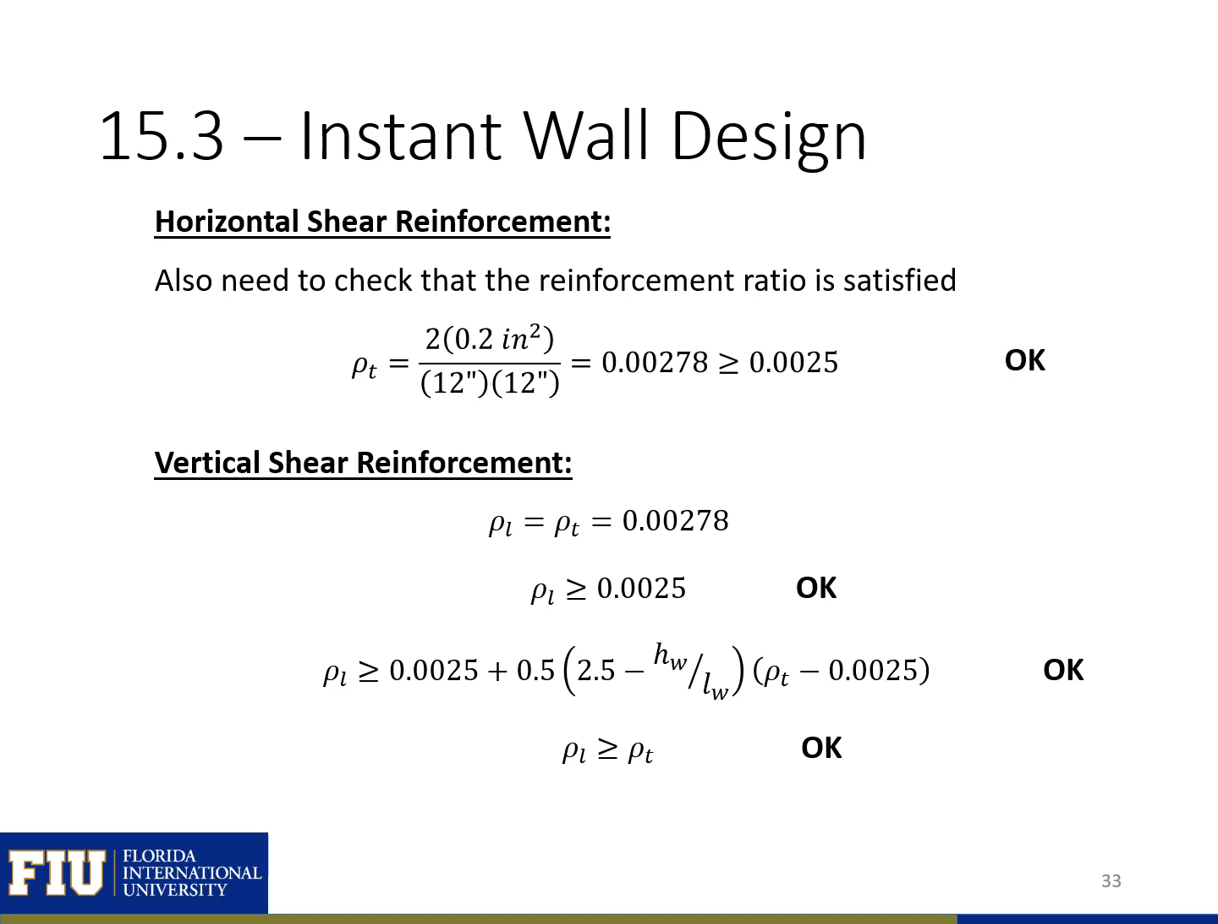We also need to check that we have sufficient horizontal shear and vertical shear reinforcement based on our ACI 318 limits. So for this wall, our rho t needs to be greater than or equal to 0.0025, which is the case, so we're okay here. And our longitudinal reinforcement ratio also needs to be greater than or equal to 0.0025 in this equation here. In both cases, these are true. So we have sufficient horizontal and vertical shear reinforcement.